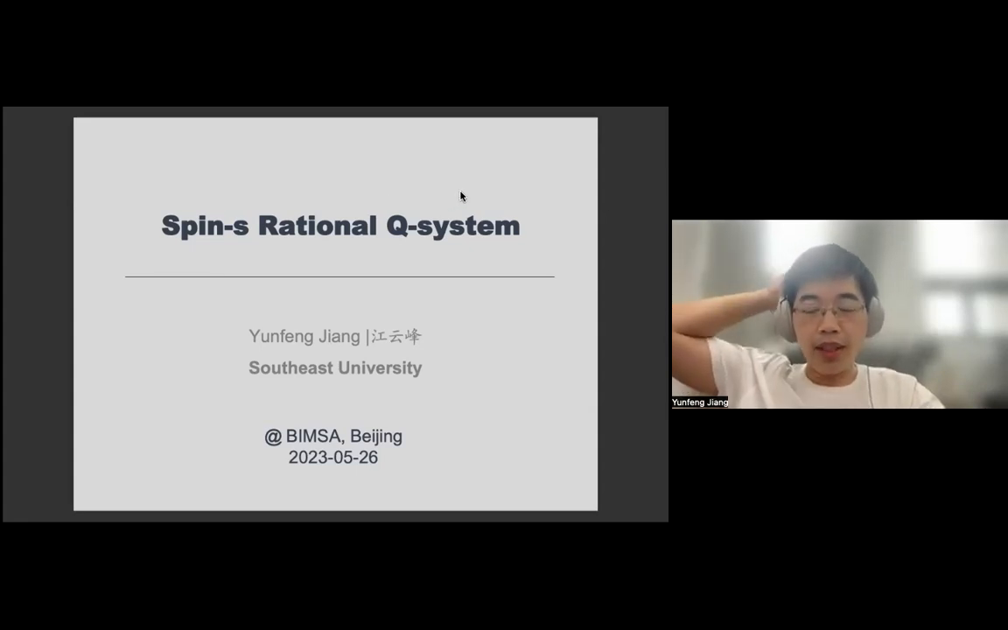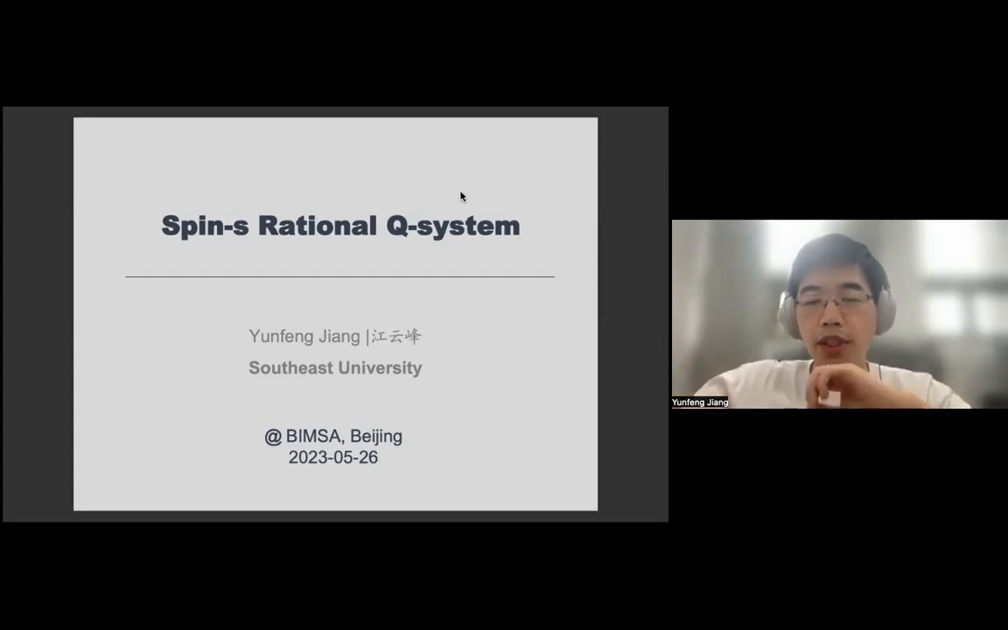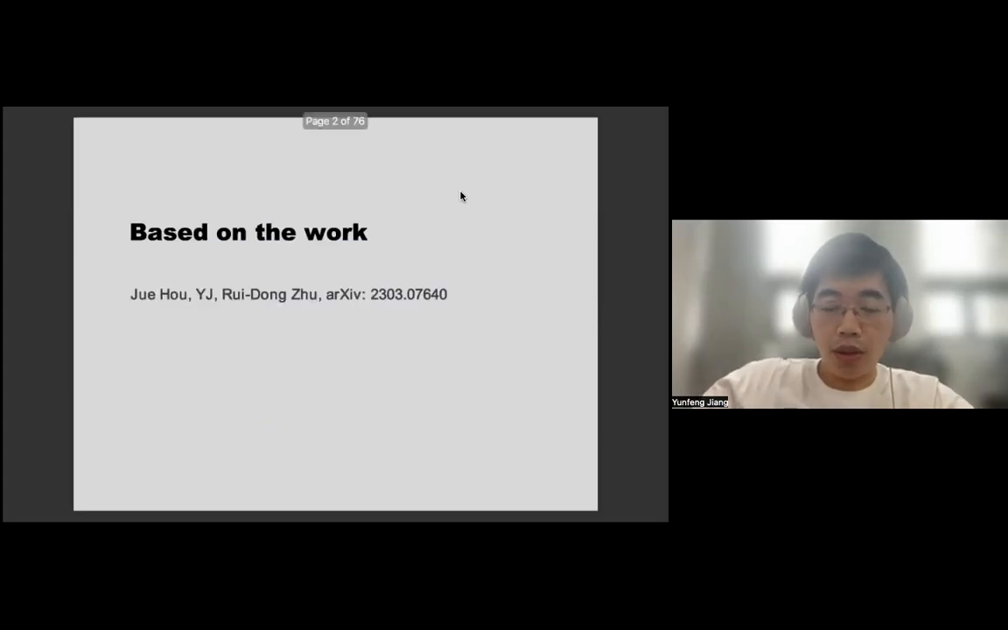So the topic today is slightly technical, but I think it should be interesting for integrability guys. It's about a rational Q system for the spin S XXX spin chain. This is mainly about solving Bethe equations of the XXX spin chain for spin S. This talk is based on the recent work which appeared on arXiv in March in collaboration with Hou Jue, who is my postdoc, and Ruidong Zhu from Suzhou University.